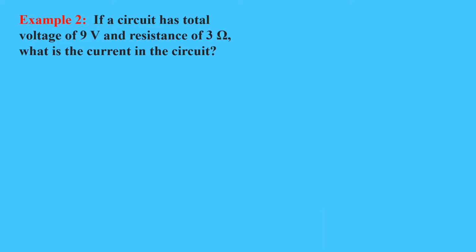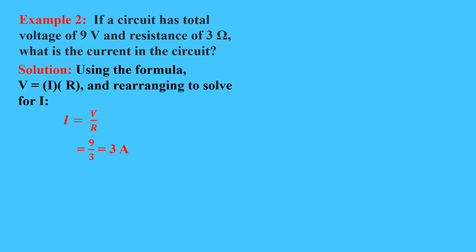Example number 2. If a circuit has total voltage of 9 volts and resistance of 3 ohms, what is the current in the circuit? Solution. Using the formula V equals I times R and rearranging to solve for I equals V over R. Substituting the values, I equals 9 over 3 equals 3 amps.